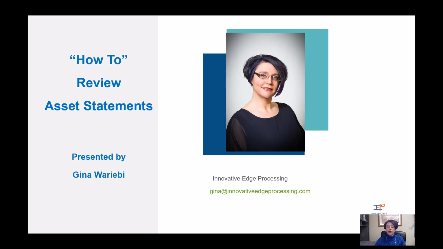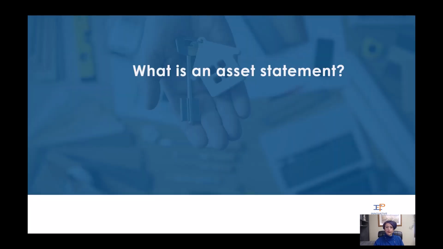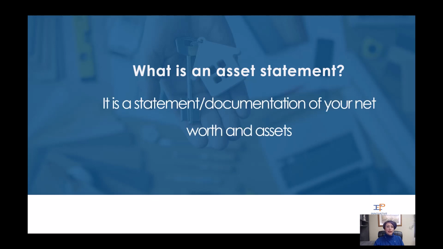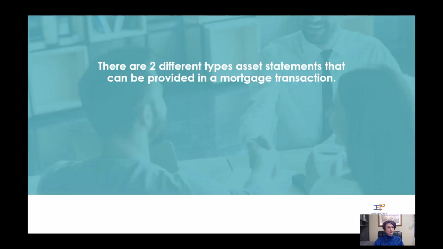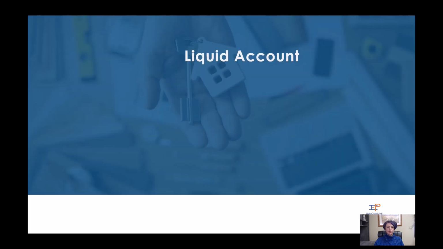And in today's video, we're going to be going through how to review asset statements and showing you some examples of them. So let's get into what is an asset statement. It is a statement that documents your net worth. There are two different types of asset documentation that can be provided to a mortgage processor throughout the financing process. Those are liquid accounts and non-liquid accounts. We're going to be going through both of these accounts today.